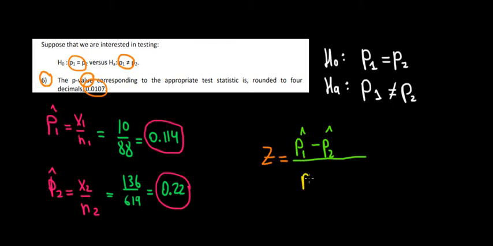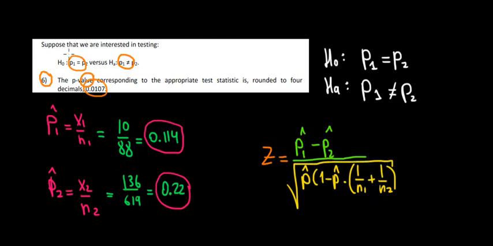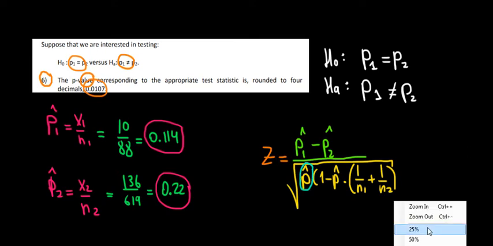So let's call that only p hat. 1 minus p hat multiplied with 1 over the number of observations in the first group plus 1 over the number of observations in the second group under the square root. So our task right now is to find out what's missing, and what's missing is this p hat. What is going to be our p hat? Let's just zoom out to get more space and we'll calculate.